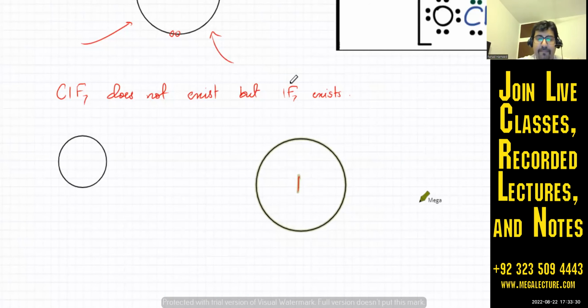So this is iodine and this is Cl, much smaller. So Cl is very tightly attracting its electrons. Iodine, on the other hand, is not very tightly attracting its electrons. So if 7 fluorines come in, remember, iodine is shielded. It's much bigger. It's got a lot of inner shells.